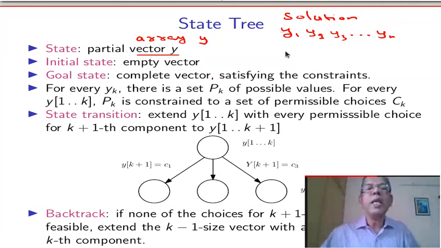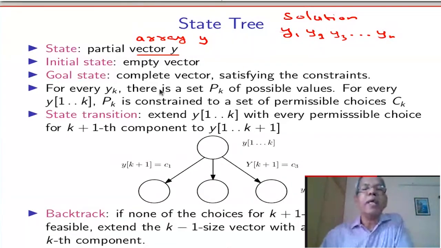We can start with an empty vector. We have not put any values for y1, y2, y3, and so on, yn. The goal state will be a complete vector. We have put values for all the components of the vector or array. y1 we have assigned a value, y2 we have assigned a value, and so on, and finally yn also we have assigned a value.